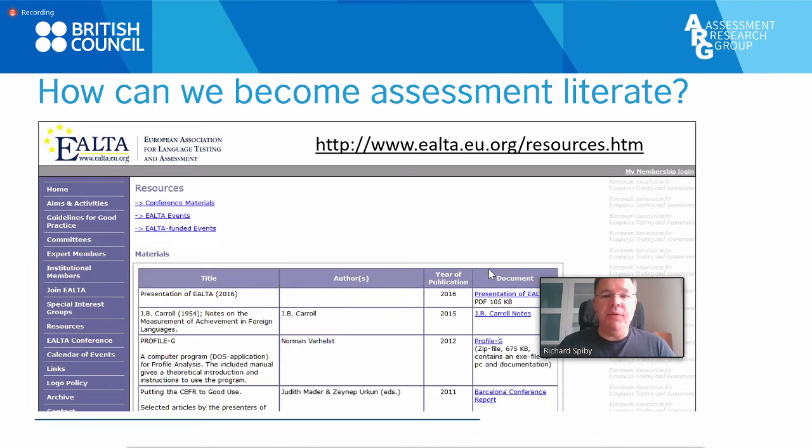And of course, there are professional organizations. EALTA is one of my favorites, an organization that I have a lot of involvement with, and which is also very popular in Turkey. Many of you may be members. I hope you are. Please see the resources there.